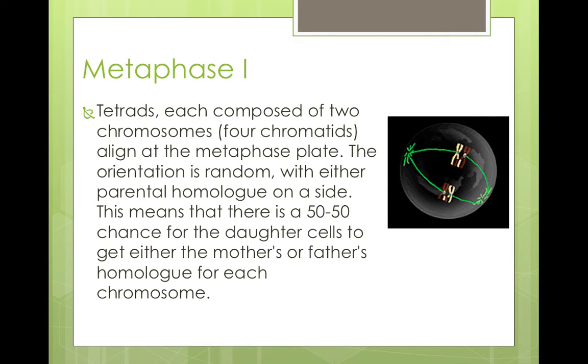In metaphase 1, the tetrads, now composed of 2 chromosomes or 4 chromatids, align at the metaphase plate, just like before. They're lining up right down the middle. The centrioles and the spindle fibers pull them to the middle, but they're not lined up one way or the other, meaning all of dad's are on one side, all of mom's are on the other. They're all mixed up. So this is another way that is increasing the genetic diversity, making sure that the haploid cells that are formed at the end are all different from each other.